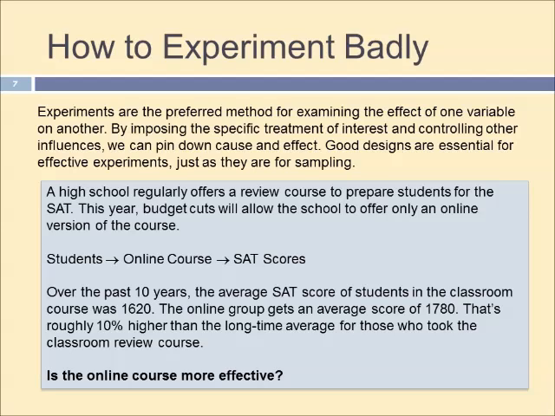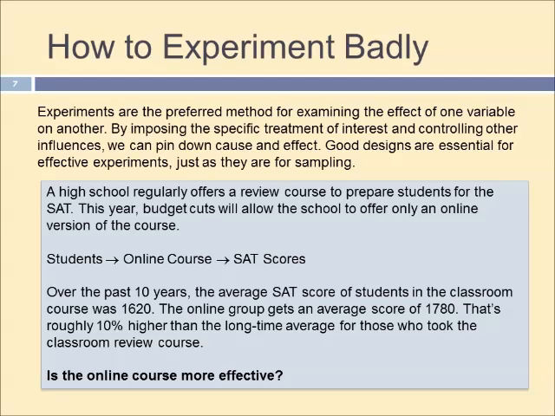How to experiment badly? Experiments are the preferred method for examining the effect of one variable on another. By imposing the specific treatment of interest and controlling other influences, we can pin down cause and effect. Good designs are essential for effective experiments, just as they are for sampling.